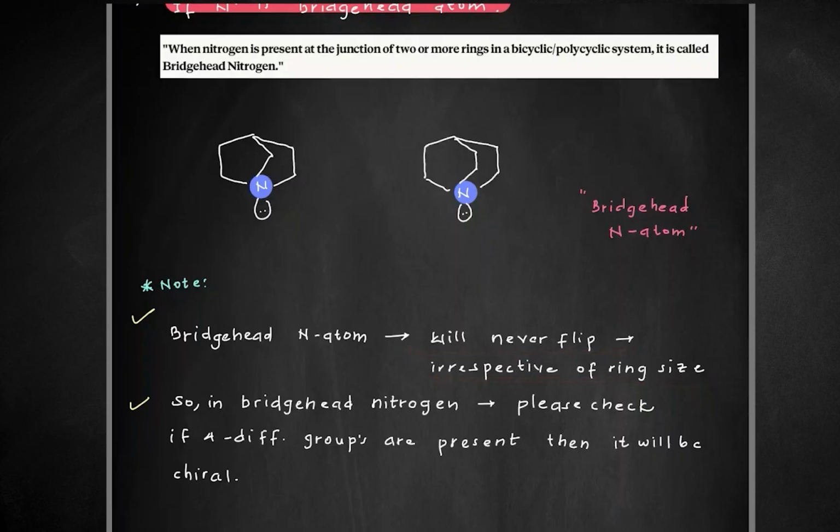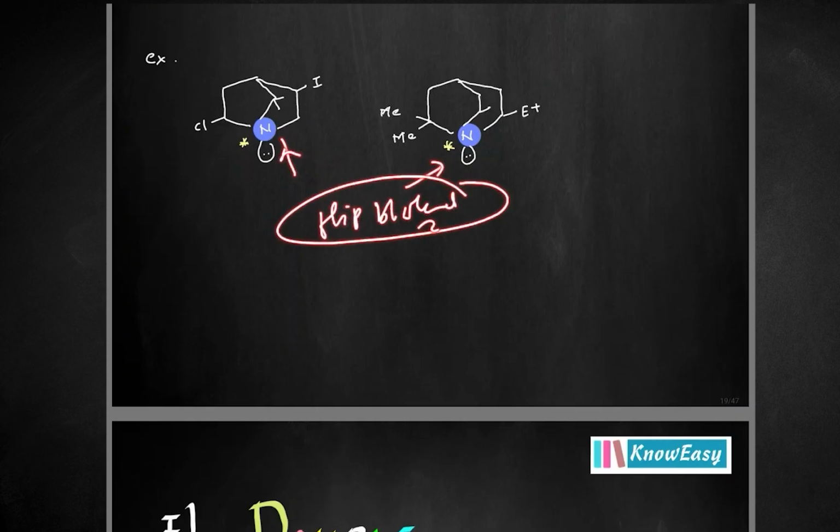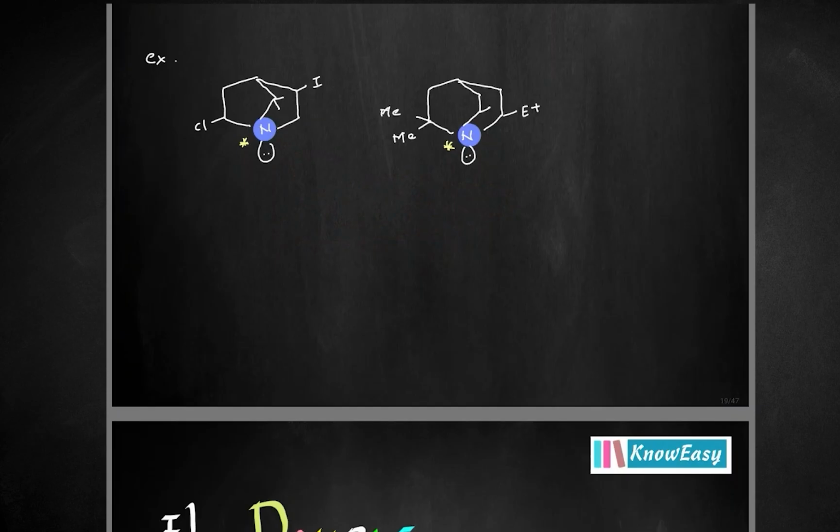So here, if the nitrogen is at the bridgehead position, then you will not check the size of the ring. You will simply say nitrogen will never go for flipping. So you have to check whether 4 different groups are present, then it will be a chiral atom. And if 4 different groups are not present, then nitrogen will be considered not a chiral atom. Got it? So look at this example. This is a bridgehead atom, this is a bridgehead nitrogen. If they are bridgehead, then flipping is blocked 100%. Don't check the ring size. Okay, so flipping is blocked.